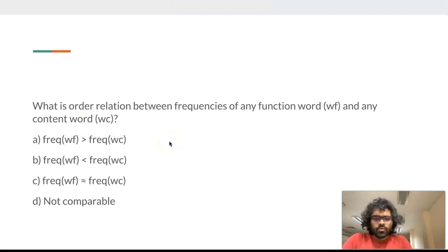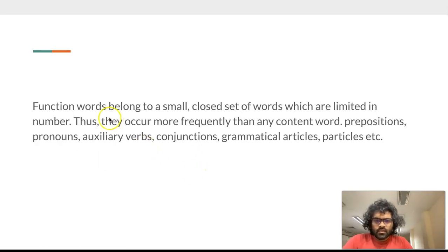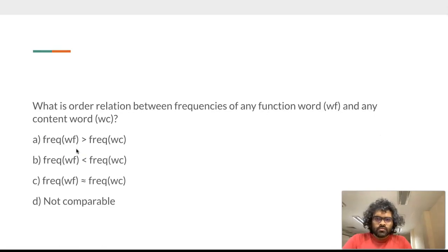I hope you know what a function word and a content word are. If you don't, just recall. Function words belong to a small closed set of words which are limited in number. Basically they are prepositions, pronouns, articles, particles, which help decide the structure of the sentence. They do not contain any meaning; they are just structure builders of a sentence. And content words carry the meaning of the sentence.